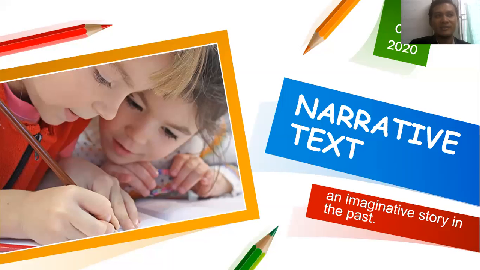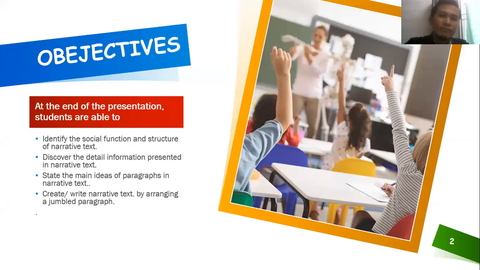An imaginative story in the past, right? So we are talking about an imaginative story, a fictive story that happened in the past. Actually, it can also happen nowadays, like a personal narrative, a recent story based on our experience or a story in our daily life, which is called a personal narrative.